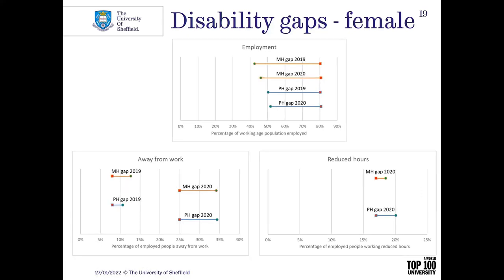So what we do then is, this is now the female gaps, and this is similar. So it's a similar picture, except that we see the gap in reduced hours a little bit lower for women than it is for men. But in general terms, the picture is the same. The gaps have increased as a result of the pandemic.